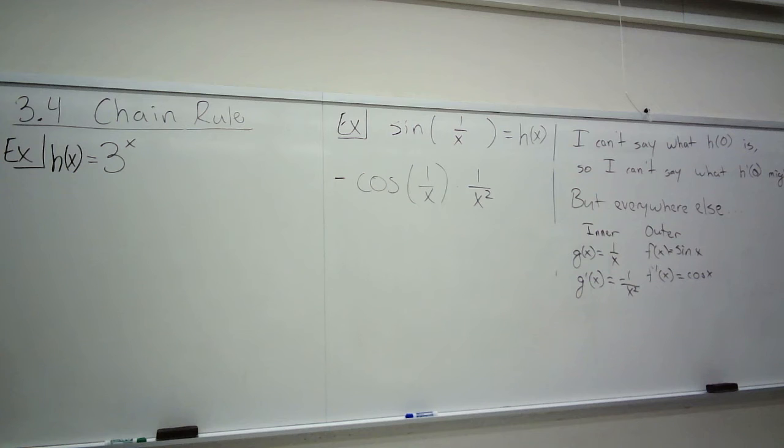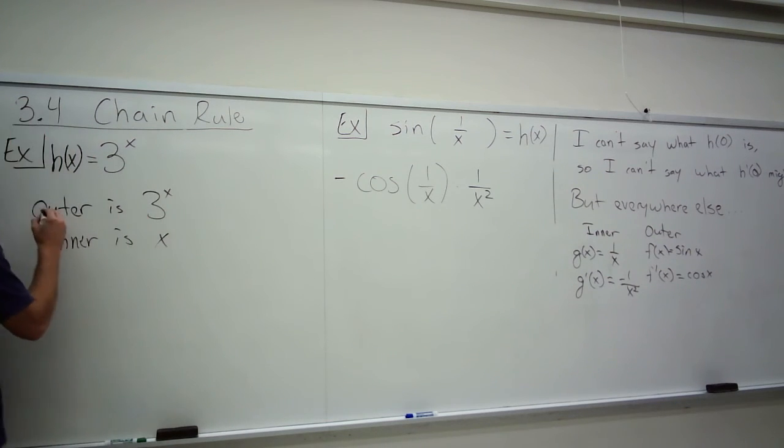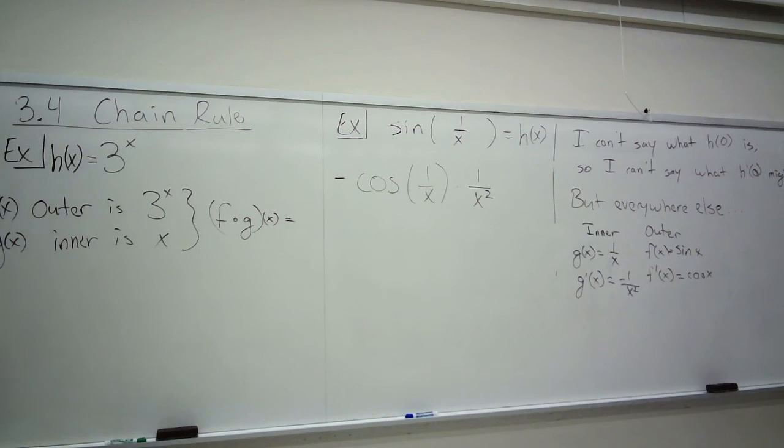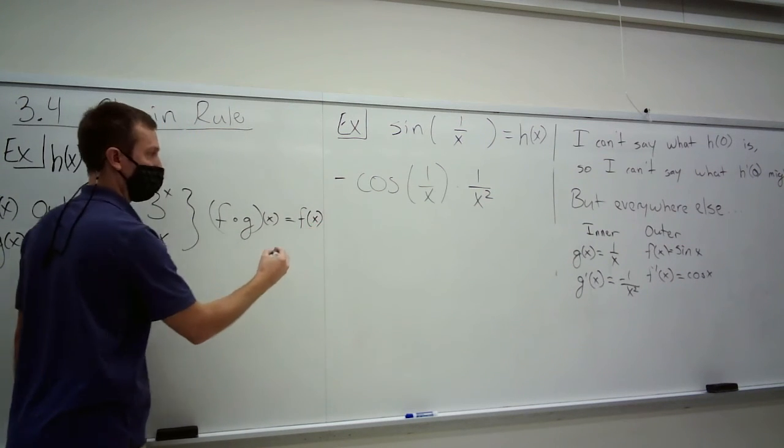One? Oh, that would be interesting. But when you compose functions with one, you either get one or you get the function at one. If you compose, and this is a general thing, this happens every time. I've made the same mistake. Let's say the outer function is 3 to the x, and the inner function is x. What is the outer of the inner? So this is f, this is g. What is f of g? It's the original function, literally f of x, because g just gives x.